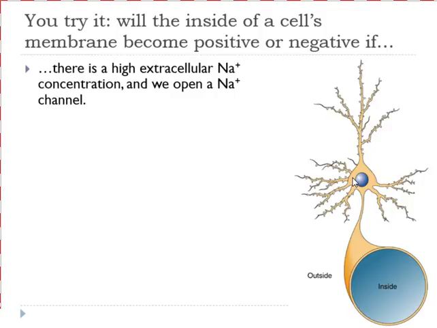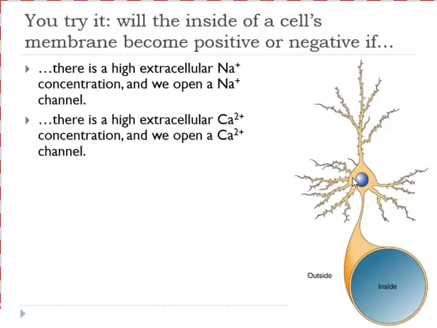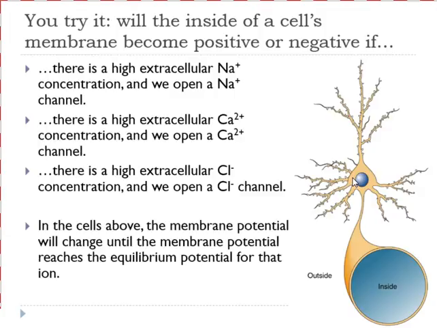So in this case, the inside of the cell's membrane, which is what we would measure as a membrane potential, should become more positive if we open sodium channels and there's a high extracellular sodium concentration and low intracellular concentration. That'll make sense? So try it yourself. I gave you sodium. What should happen if you've got high extracellular calcium concentration? And what should happen if you've got high extracellular chloride concentration? Just take a second, work through the same thing.